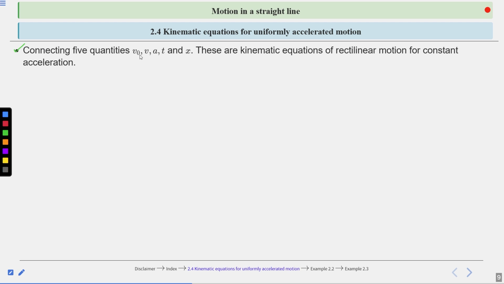Connecting five equations, five quantities: v naught, v, a, t and x. These are the kinematics equations of rectilinear motion for constant acceleration. Rectilinear motion means motion along a straight line.